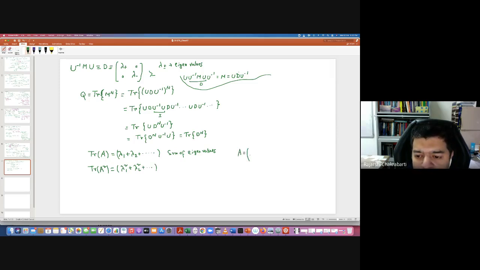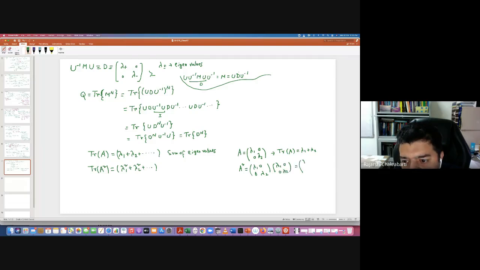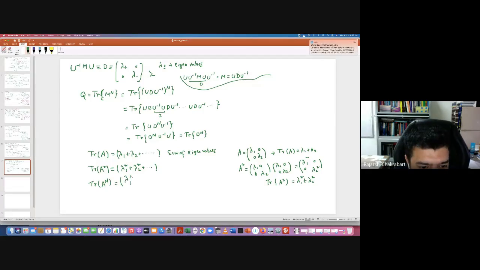If I construct a small matrix like this, here the trace is the diagonal element, a diagonal matrix 2 cross 2. A square is this, and so trace of A square is this. So in general, trace of A to the power of n is going to be what? Are you convinced if I write like this? Yes, sir.